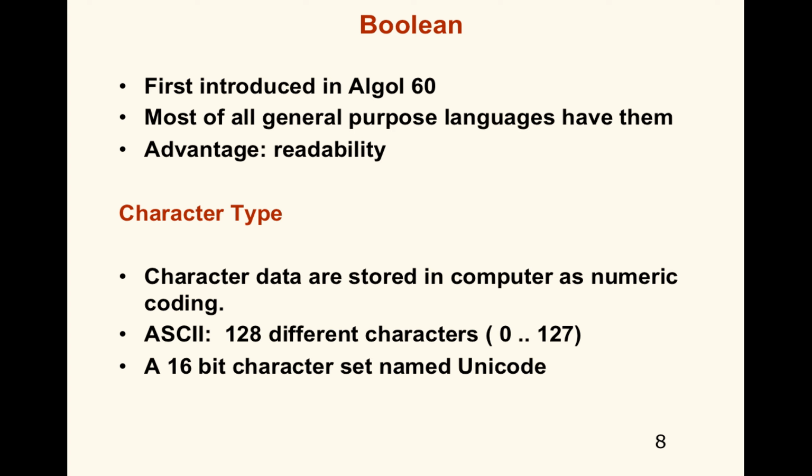So it was first introduced in Algol 60. Most all general purpose languages today have them. Java has them, and C++ actually has the Boolean. C never actually had it. Well, C never had a string either. If you think about it, what modern day language doesn't have a string? Well, C. C++ added the string with the string class, string.h.